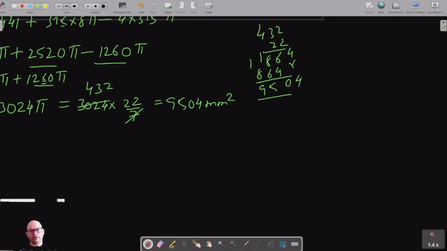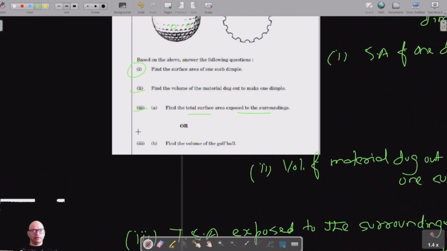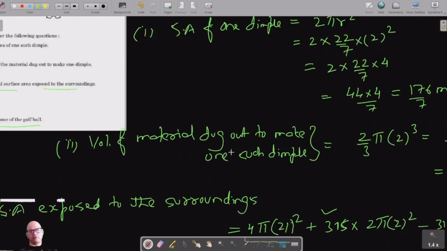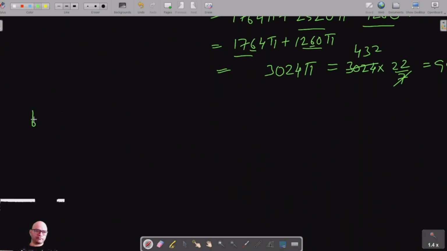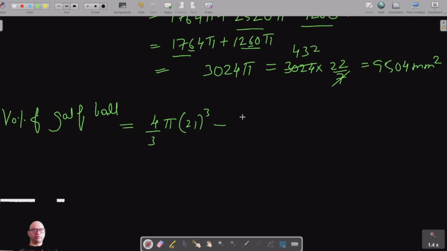Okay, now moving on to the B part, we have to find the volume of the golf ball. So volume of golf ball, this is part B of the third one. To find the volume of the golf ball, which is equal to the volume of the sphere, which is 4 by 3 pi r cube, we have to subtract the volume of the hemispherical dimples because they are dug into the ball.